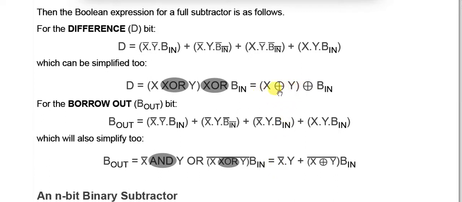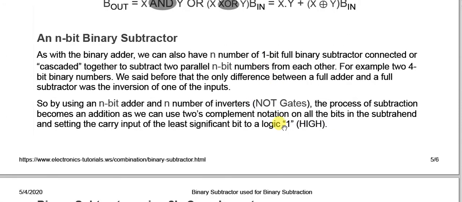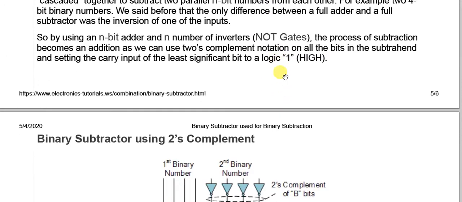Now let's see an n-bit binary subtractor. That is the typical. This is 2's complement. The second method, I'm going to do the example as well, one each in the addition and the subtraction.